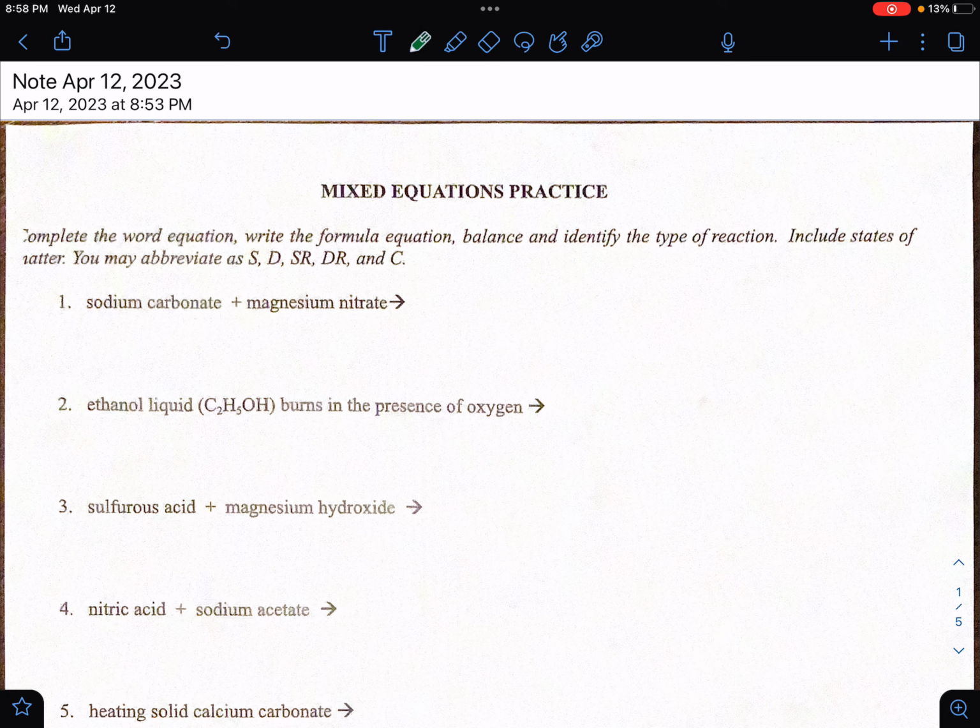Carbonate is a -2. When you put those together, they are not balanced. So sodium carbonate would look like this: Na2CO3, plus magnesium nitrate. Magnesium is a +2, nitrate is a -1, so you're going to have 1 magnesium and 2 nitrates.